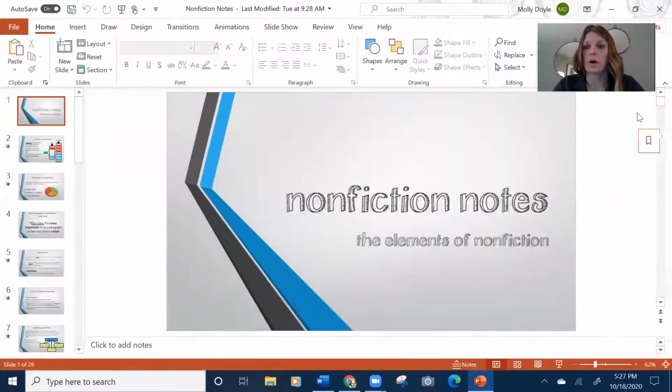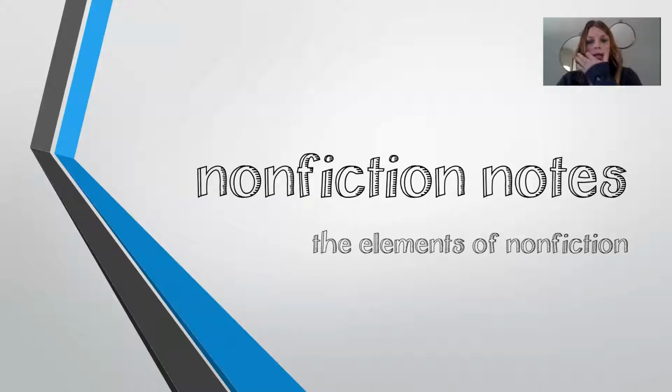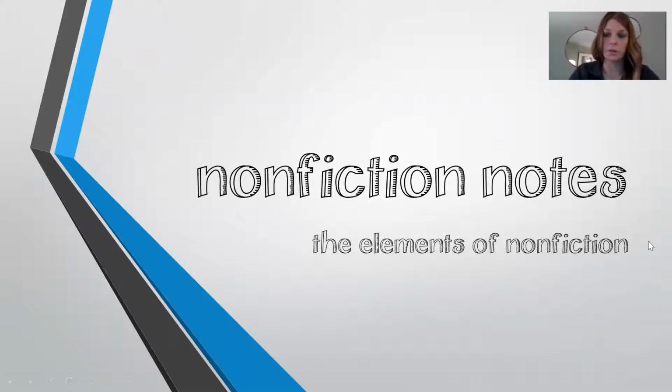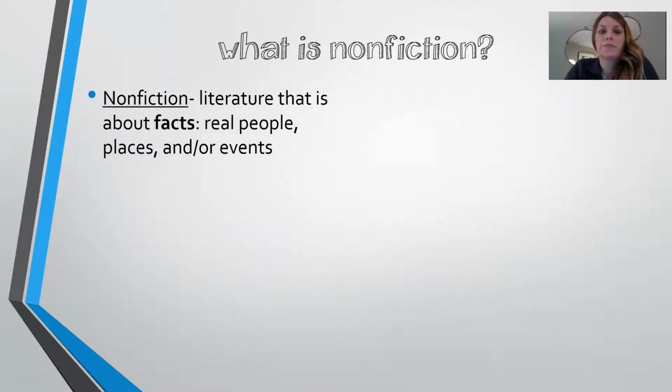So we are now in our nonfiction notes, and I'm going to present. Now we're starting the elements of nonfiction. Just like we had for the elements of fiction, there are elements to nonfiction texts. So what is nonfiction? Nonfiction is literature that is about facts, real people, places, and or events. I gave you a helping hand this time on your notes. Anything that is bolded is what you should be writing in the empty spot, okay?